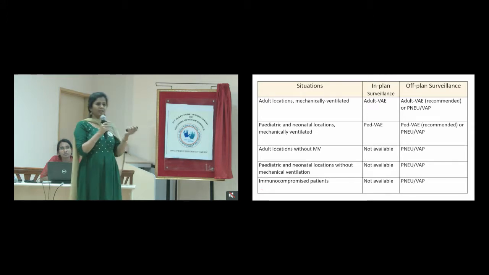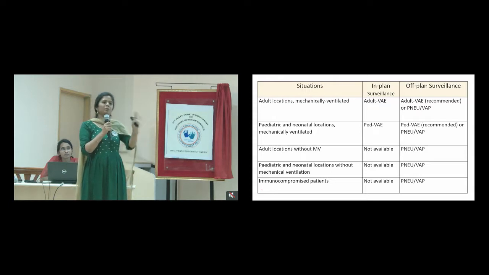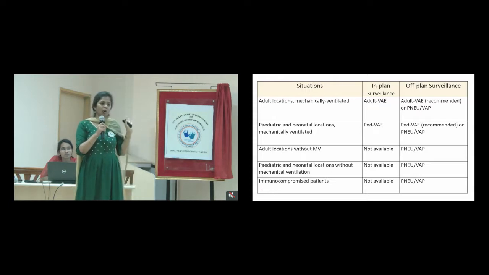Without mechanical ventilation, what is this? VAP is the terminology where ventilation will be applicable. Without ventilation, you have to call it PNEU. It cannot be VAP. It will be PNEU, meaning pneumonia. The name of the surveillance criteria is PNEU bar VAP. If we are diagnosing pneumonia in a patient without mechanical ventilation, the terminology remains the same, but the mechanical ventilator criteria will not be applicable.